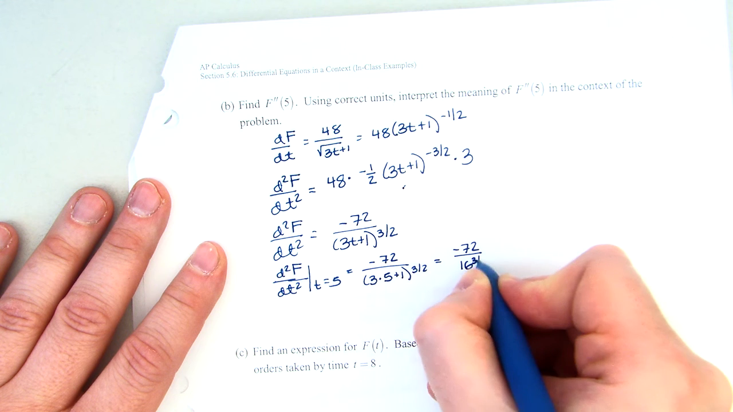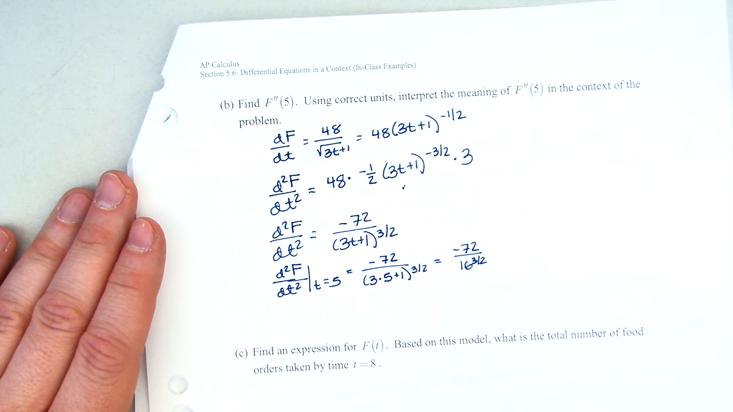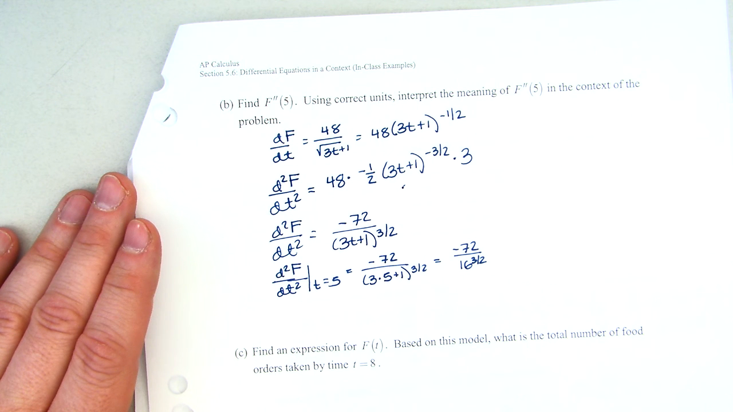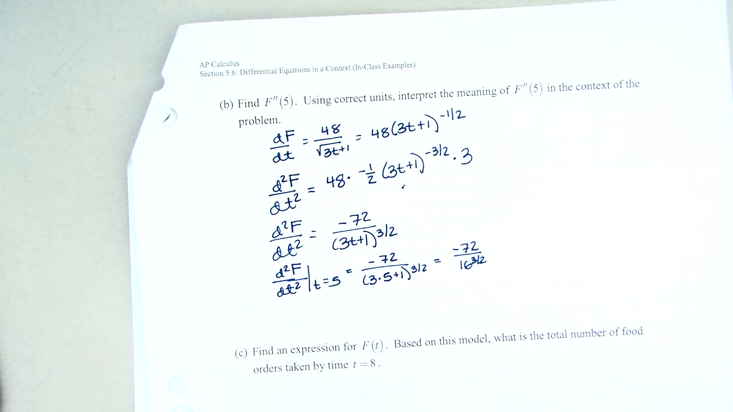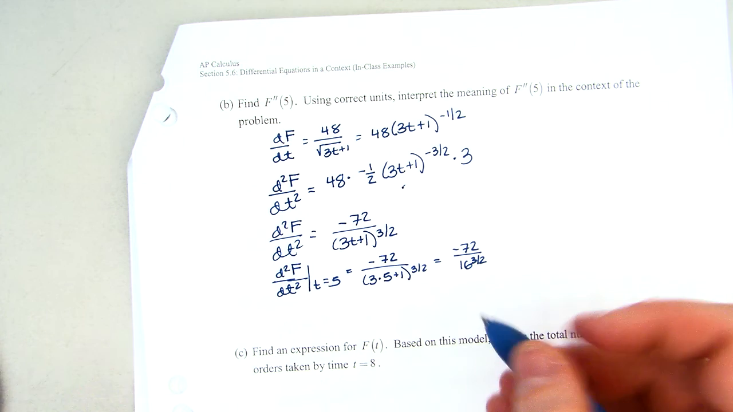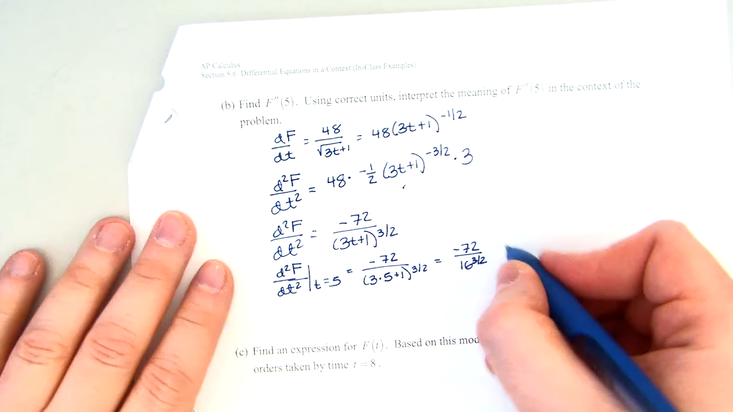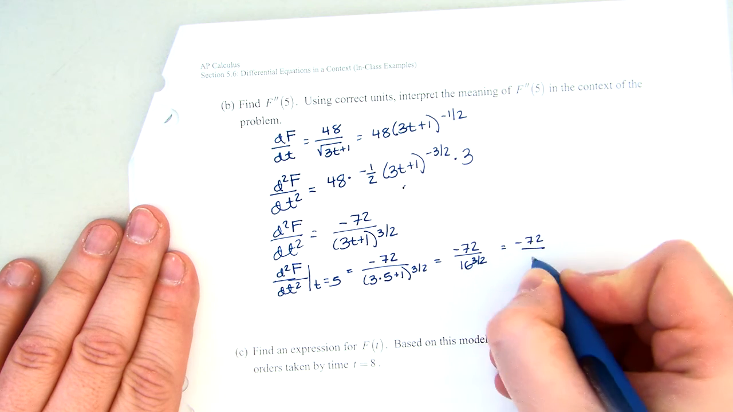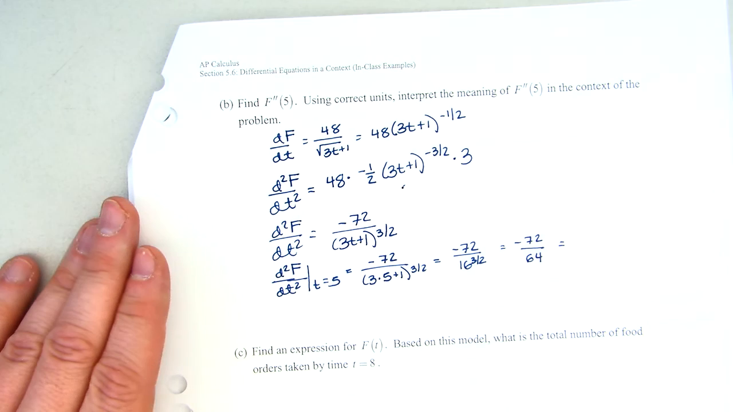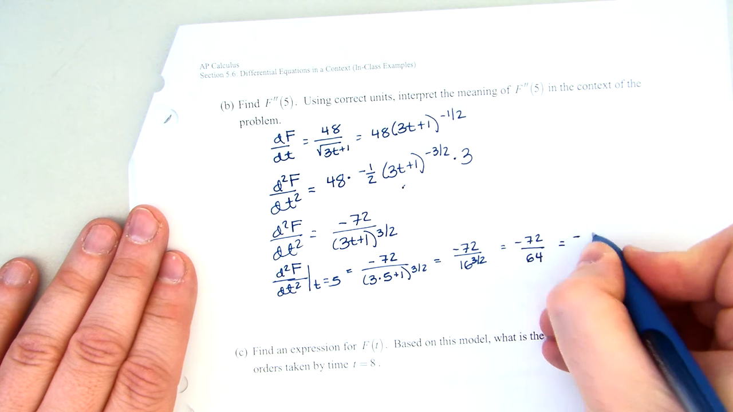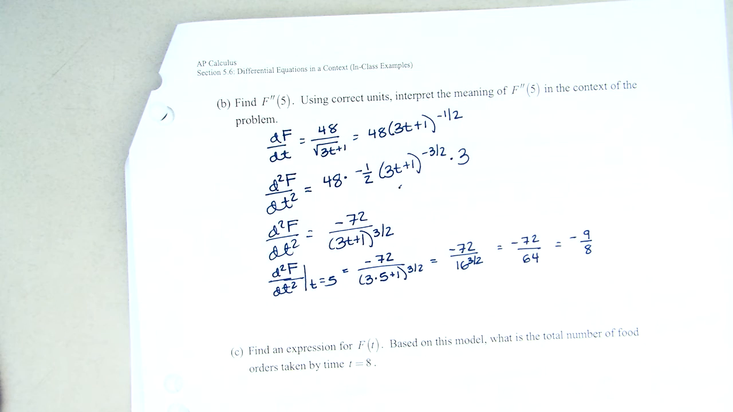Um, 16 to the 3 halves, you're not using a calculator. Yeah, do your square root first. Wait, hold on. You didn't mean 4 squared. You meant 4. I said just turn 16 into 4 squared and then multiply. Yeah, that works. Or think about it as do your roots, then do your power. Square root of 16 is 4. Cube gives you 64. Don't do your powers first. Do your root first. Simplify that. Negative 9/8.